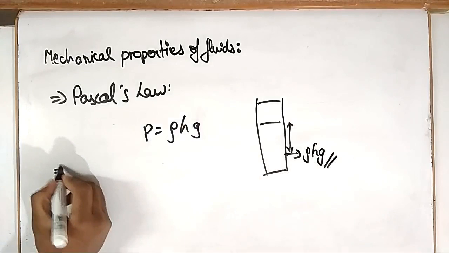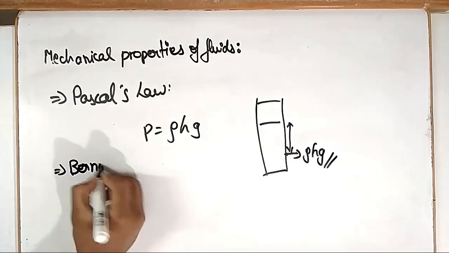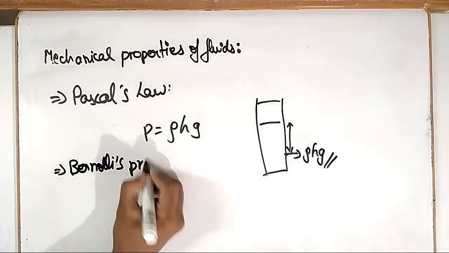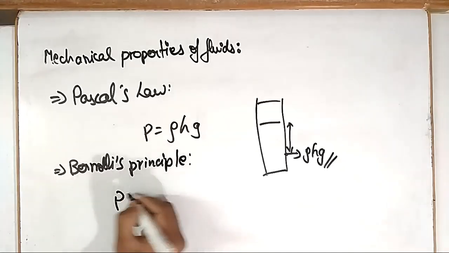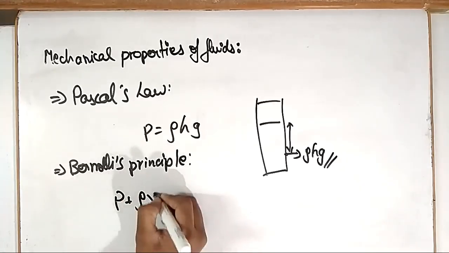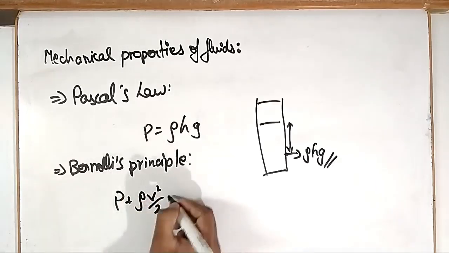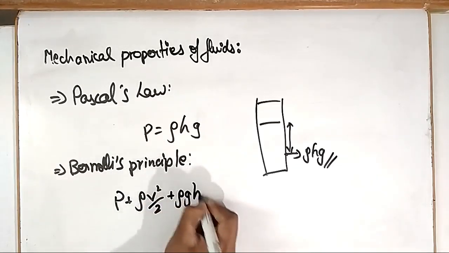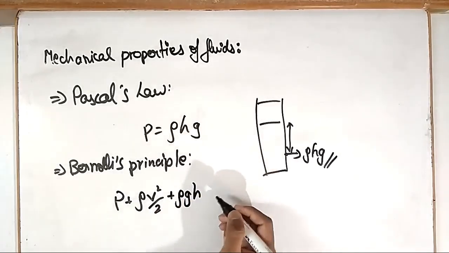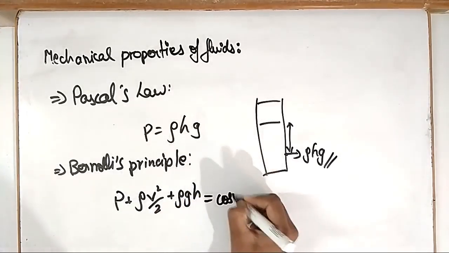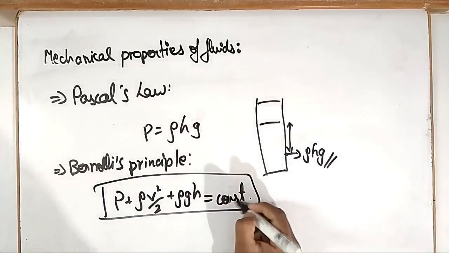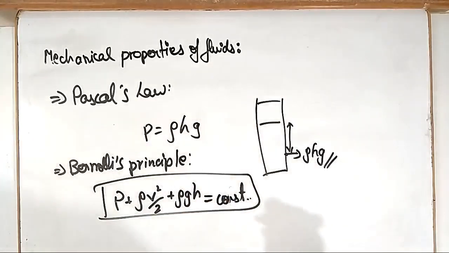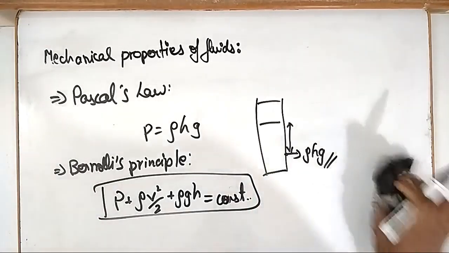Now moving on to Bernoulli's principle. According to Bernoulli's principle, the pressure P plus rho v square by 2, where v is the velocity, plus rho g h, that means the pressure exerted by the liquid column, is equal to a constant. So this is another mechanical property of fluid. So Pascal's law and Bernoulli's principle.